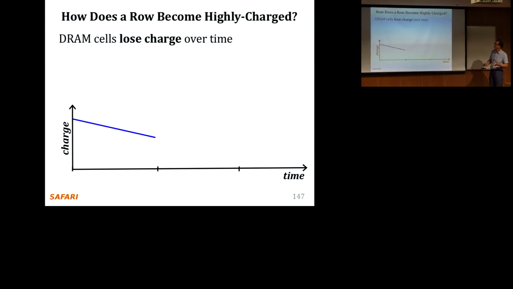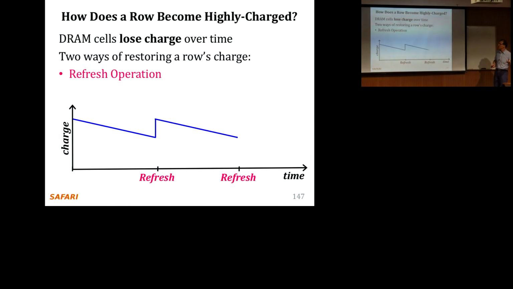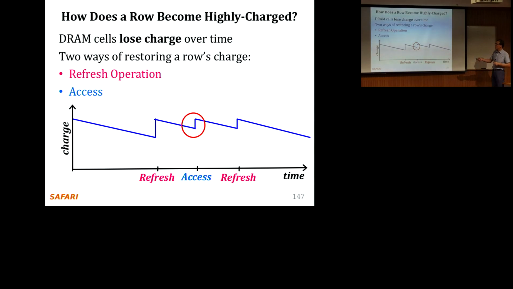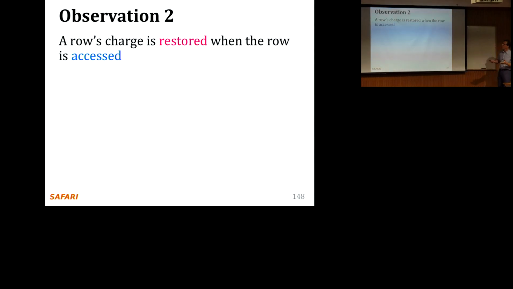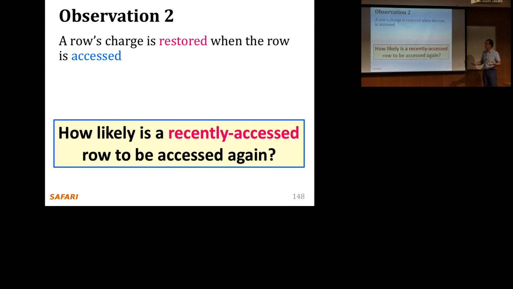Well, DRAM cells lose charge over time. There are two ways of restoring a row's charge. You have to refresh it. That's one way of restoring the charge, which means that if you're accessing the cell over here, it has a lot of charge, so you can use a lower latency. If you're accessing the cell over here, it has low charge, so you should access it with long latency. Right? And there are also accesses in between, so accesses also restore the charge. So if you've just recently accessed the cell, you can access it with low latency. And that's the idea over here. A row's charge is restored when the row is accessed or refreshed.